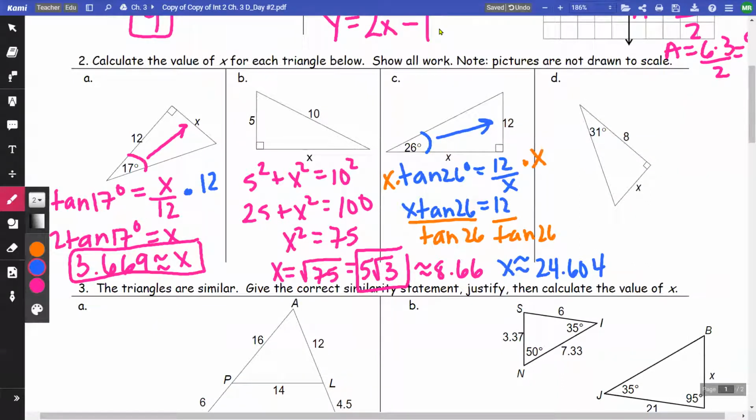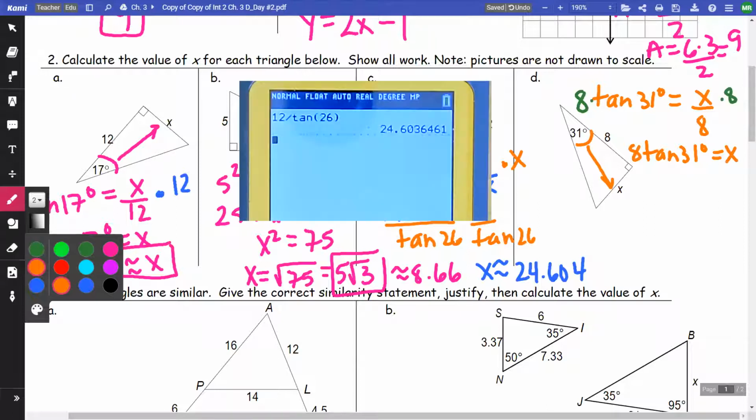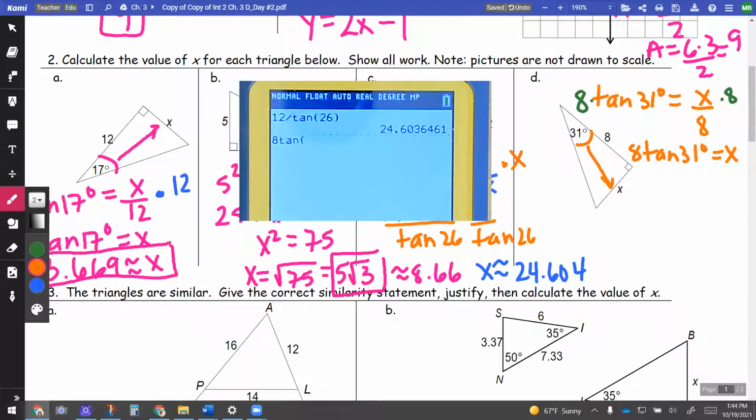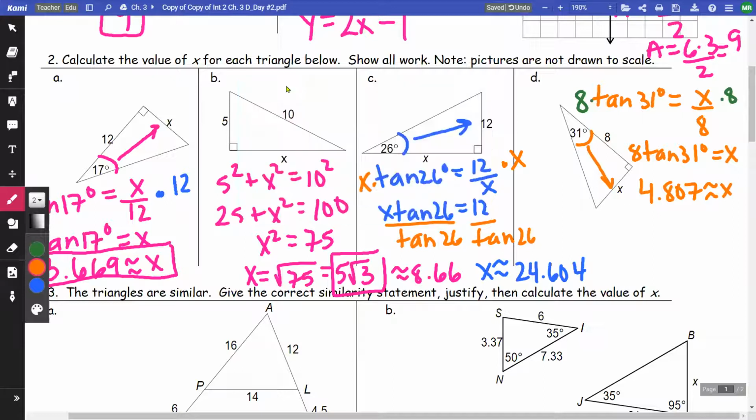Okay, on D, if I am doing it from my 31 degrees, this is opposite. My 8 is going to be my adjacent. So I am going to do tangent of 31 degrees is equal to X over 8. I am going to times this side by 8 to undo the 8. So I get 8 times tangent of 31 degrees is equal to X. I will put that into my calculator: 8 tangent of 31. I end up with about 4.807 is equal to X.